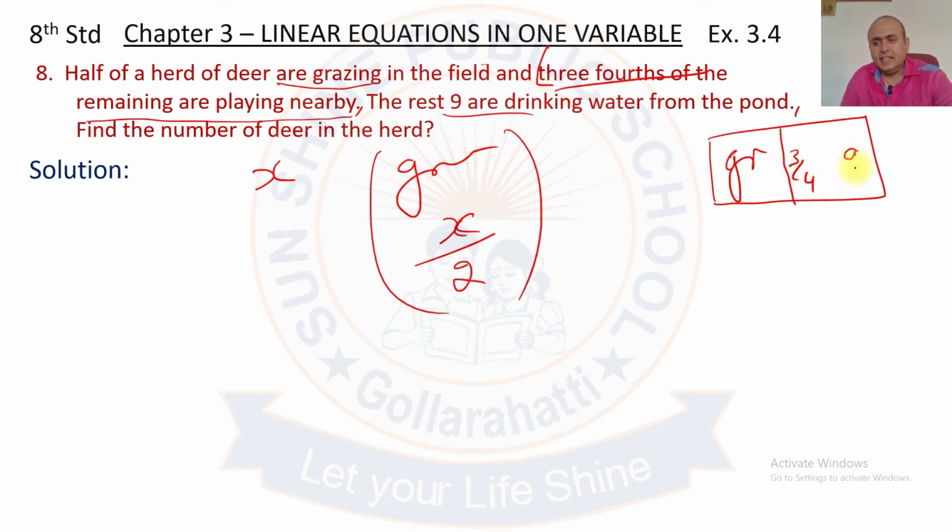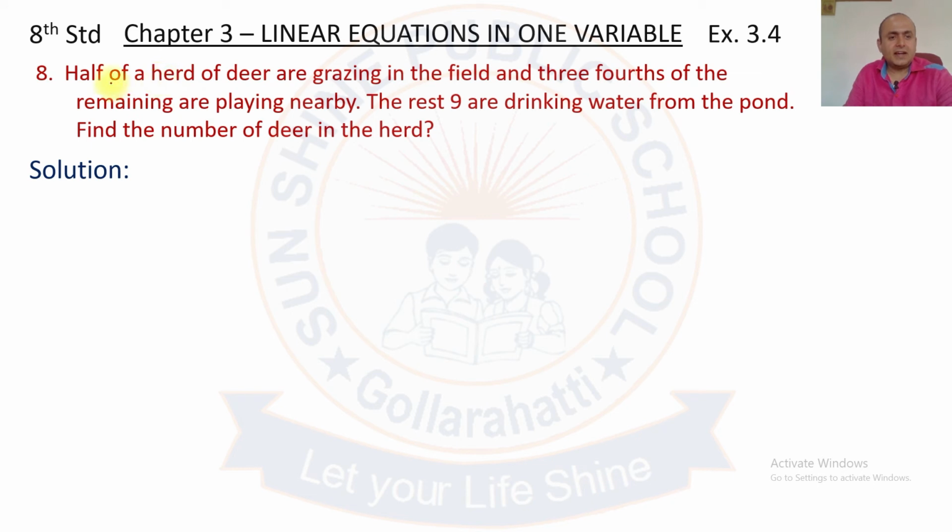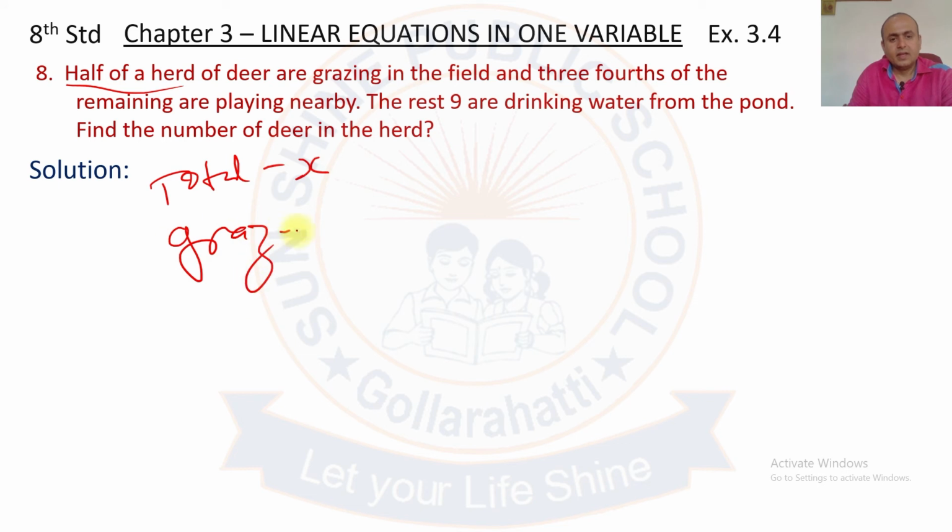So here there is 9 and 3/4 of grazing. So total is x. Here I'll take the number of deer as x. So let the total number of deer be x, and half of the deer are grazing. Grazing means, the full total x, half of that, if I divide by 2, that means I'll get the half of the deer that are grazing.